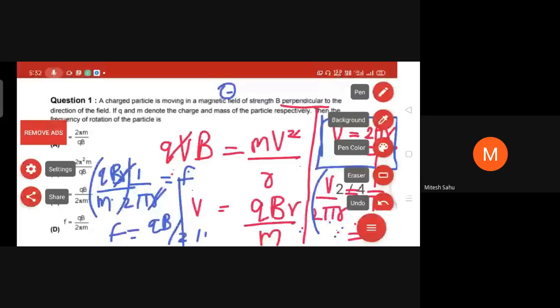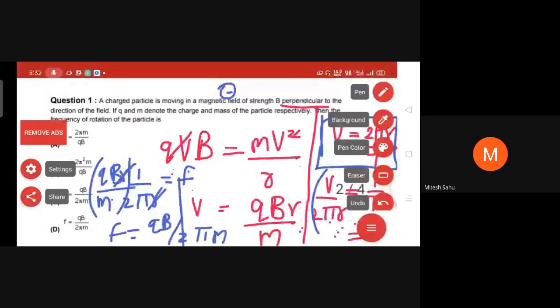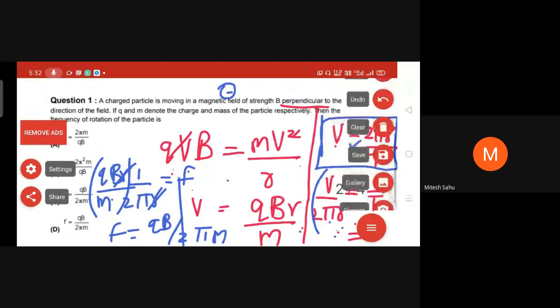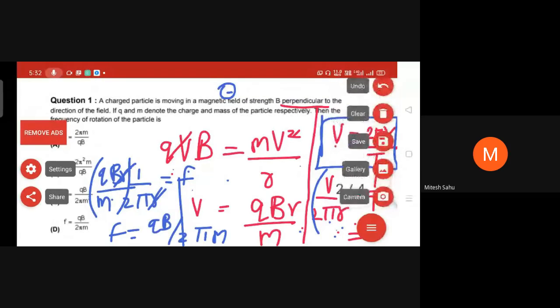We will be left with f. The concept here is that whenever a particle experiences maximum force, that maximum force provides the necessary centripetal force. Already we had discussed many sums based on this concept, so let's move ahead now.